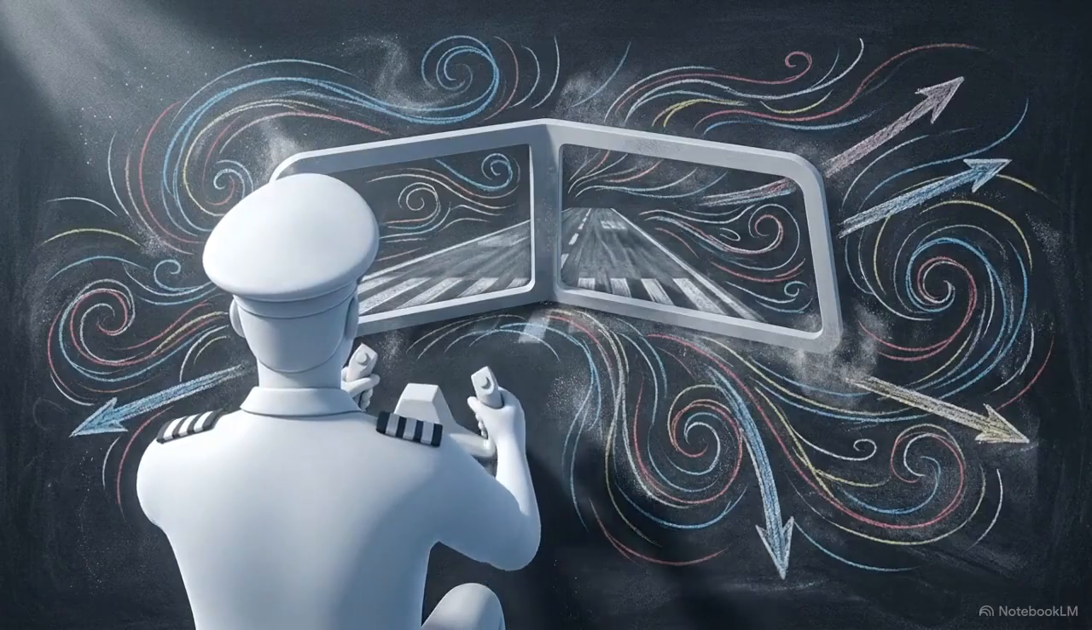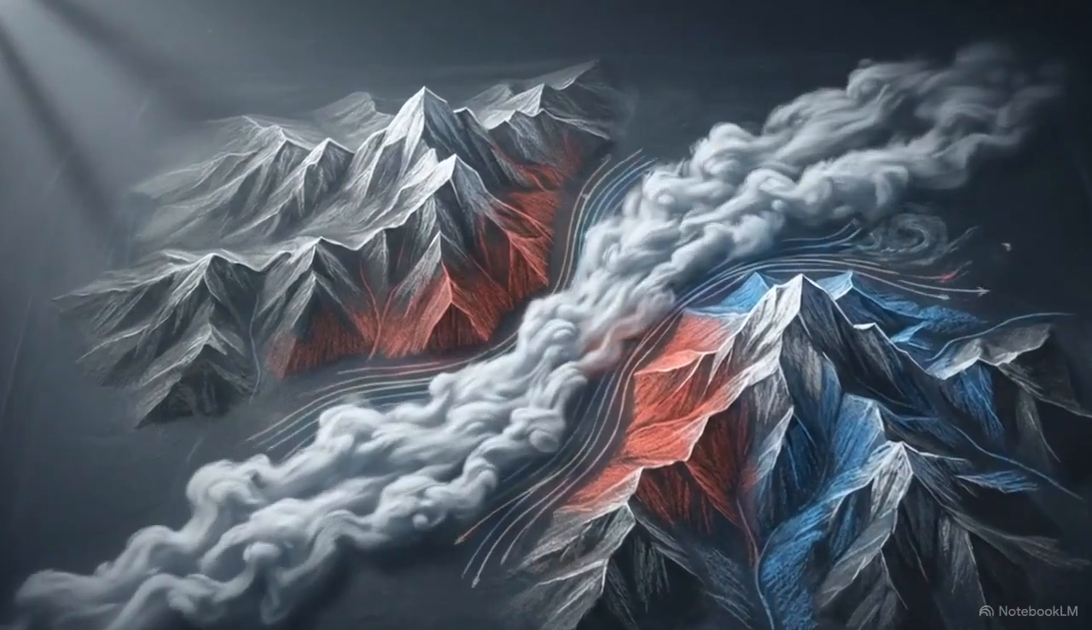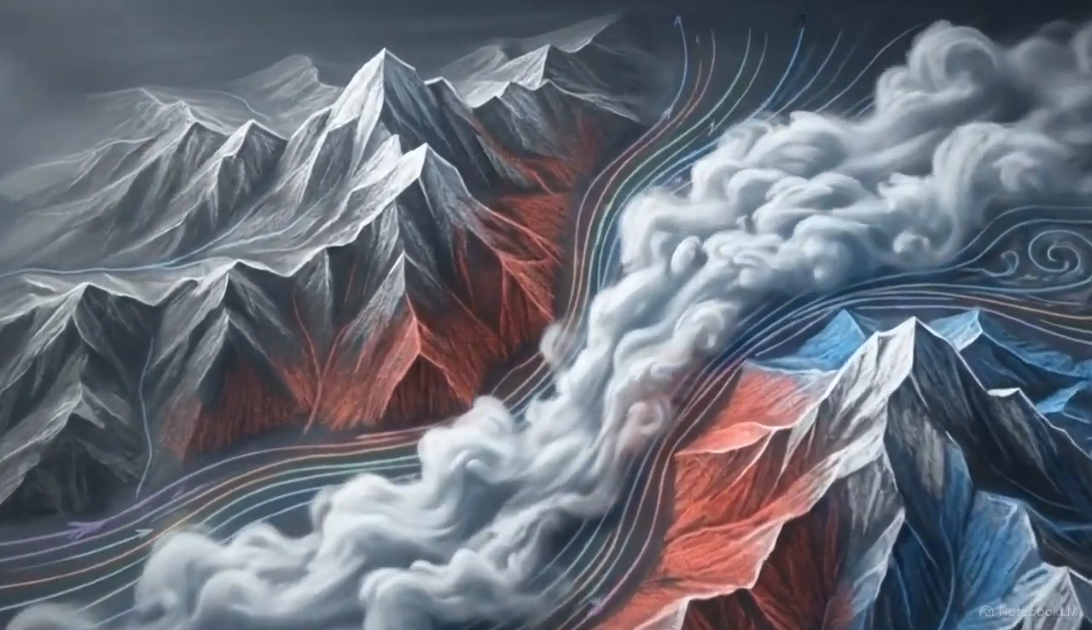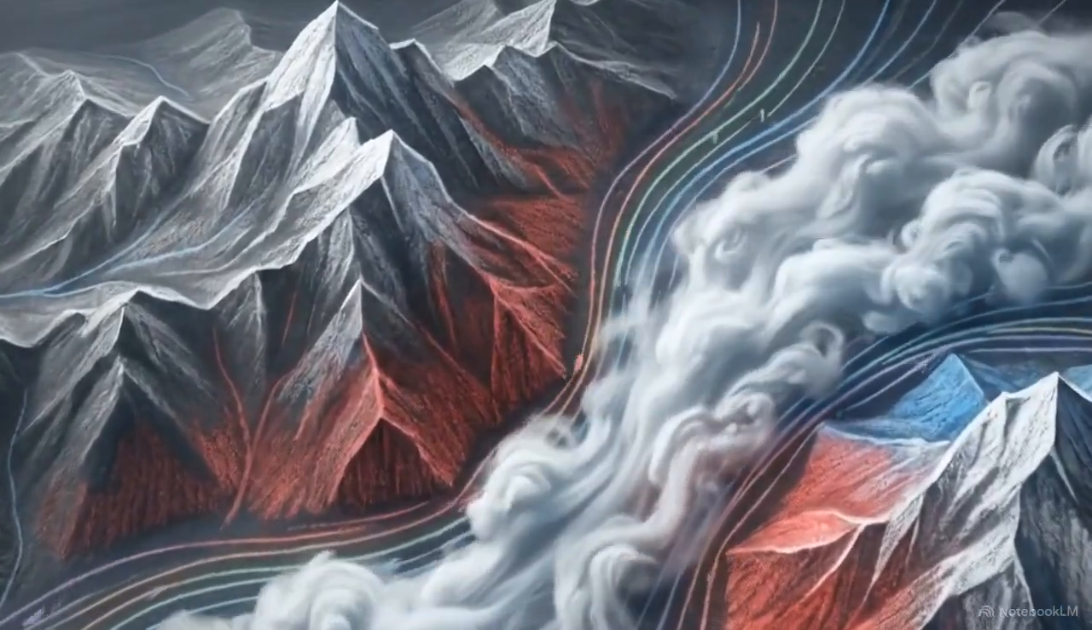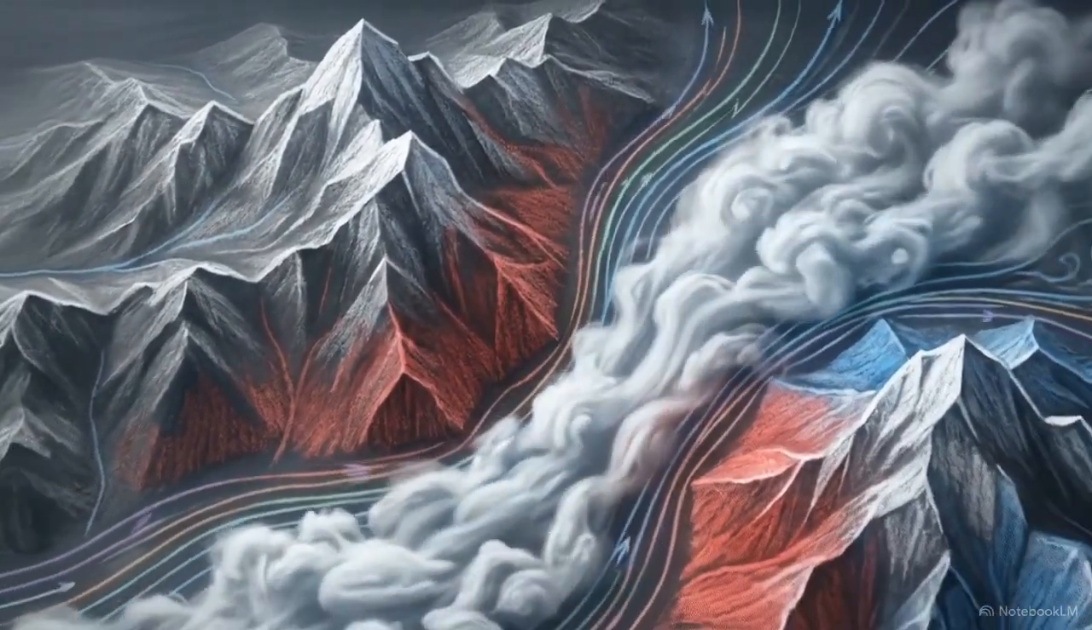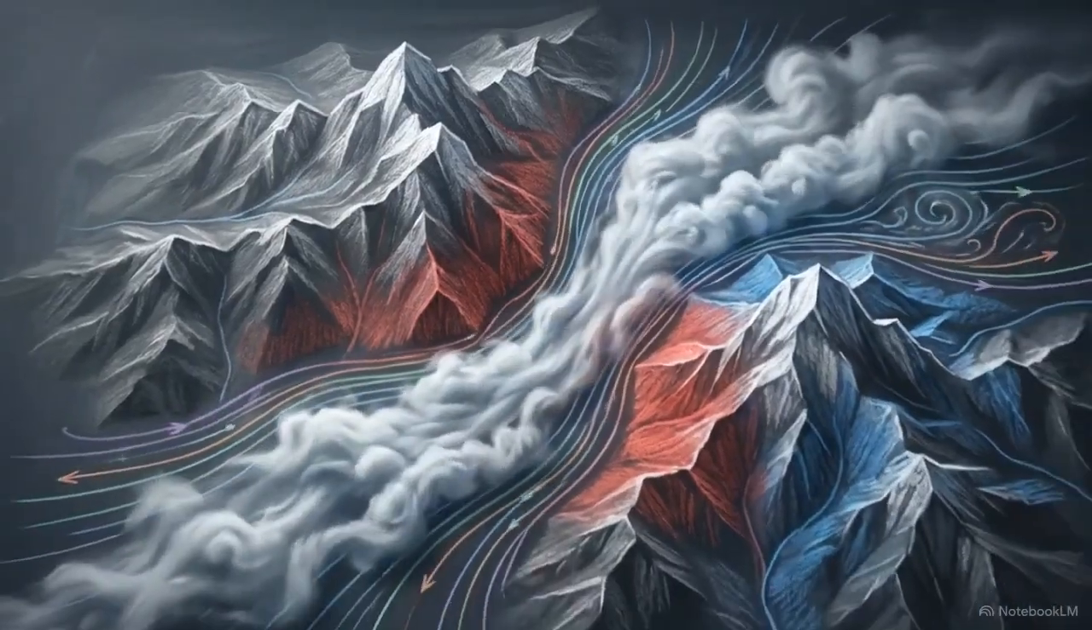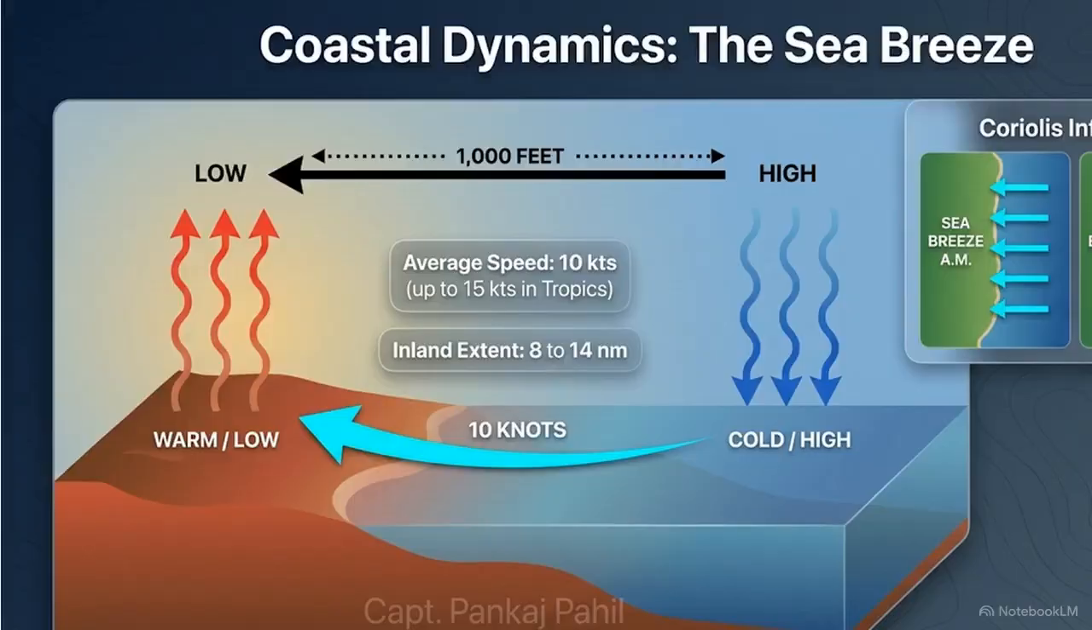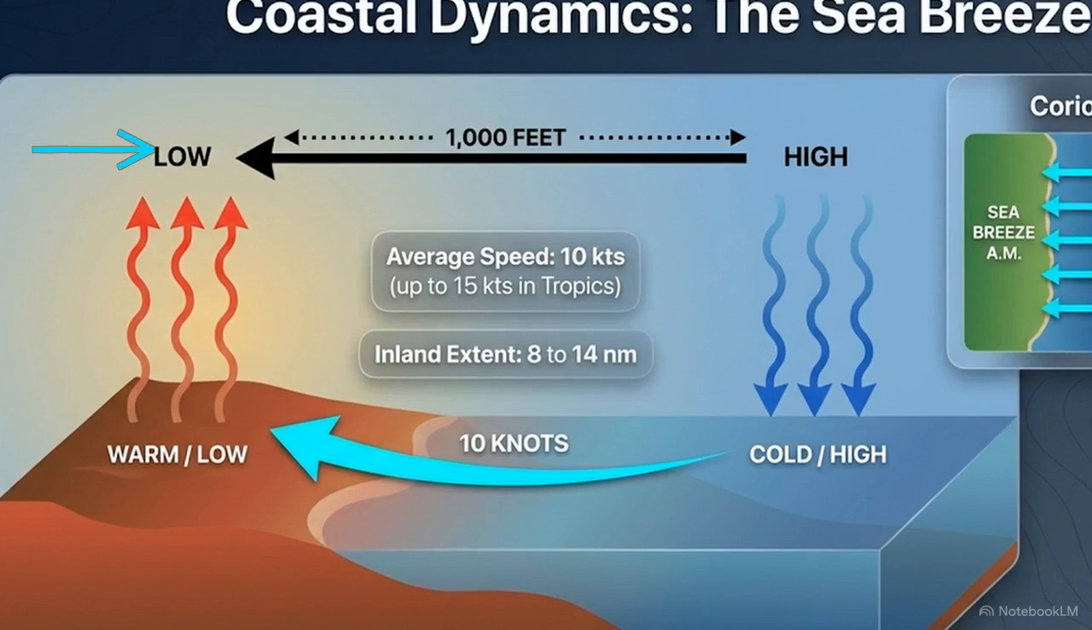Beyond general surface friction, pilots must account for local terrain. Stark temperature differentials and physical funnels create isolated, tactical wind patterns. This cross-section models a daytime sea breeze. Land absorbs solar radiation faster than water, heating the air above it. This air rises, creating a localized low-pressure zone that pulls cooler, dense ocean air inland at roughly 10 knots.